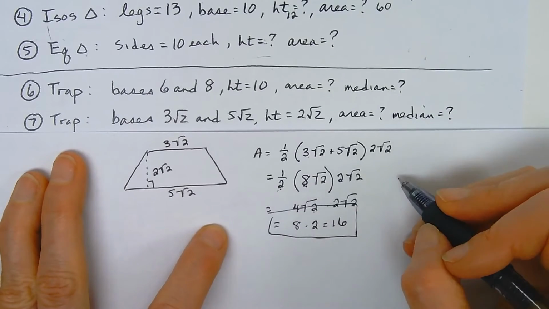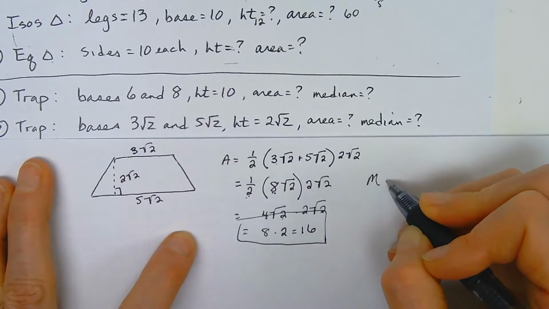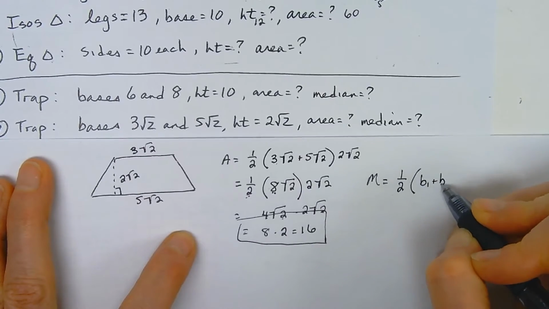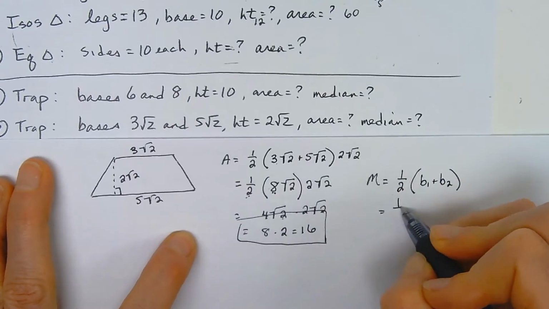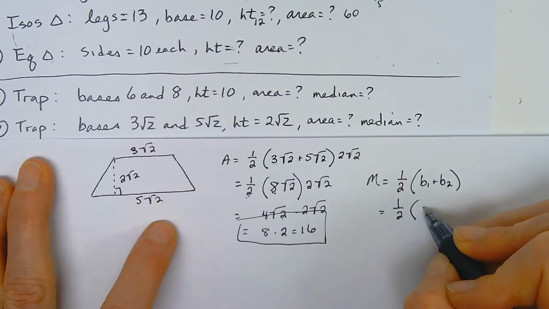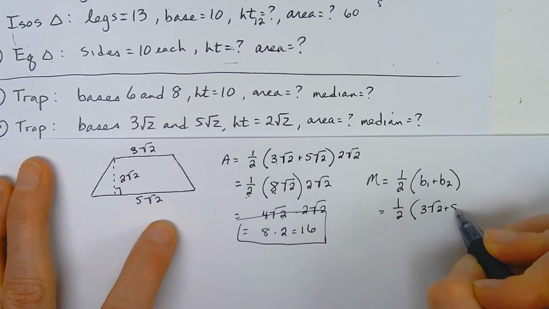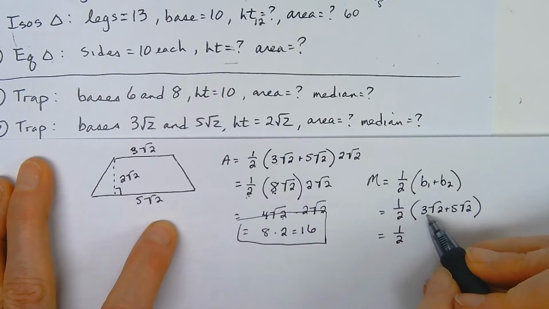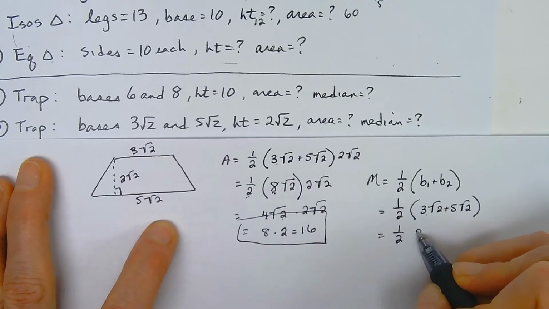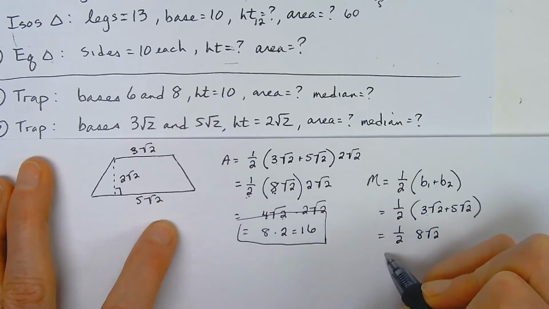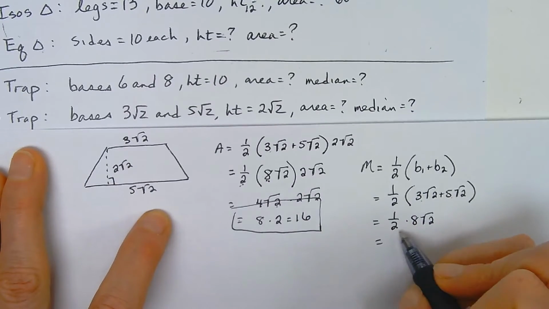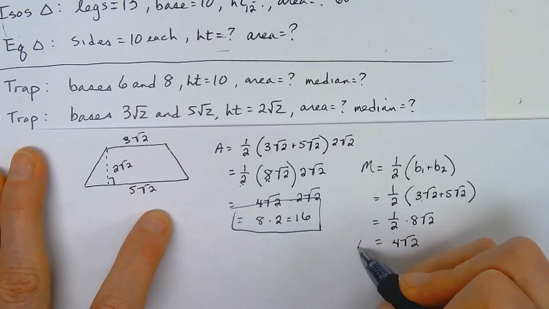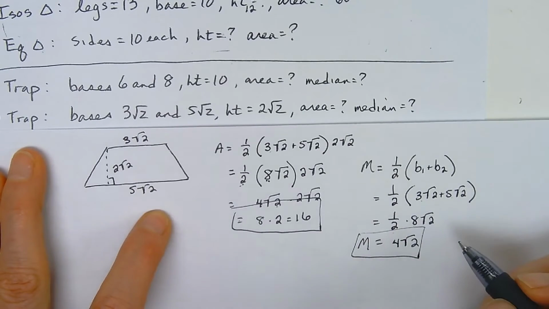What is the median? The median is equal to 1/2 base 1 plus base 2. So that's 1/2 3 rad 2 plus 5 rad 2. That's equal to 1/2 times 3 plus 5 is 8 rad 2. And that's equal to 1/2 of 8 is 4 rad 2. So the median is 4 rad 2.